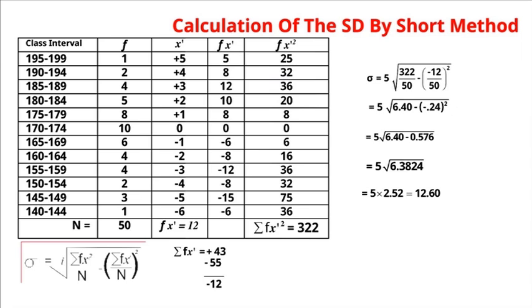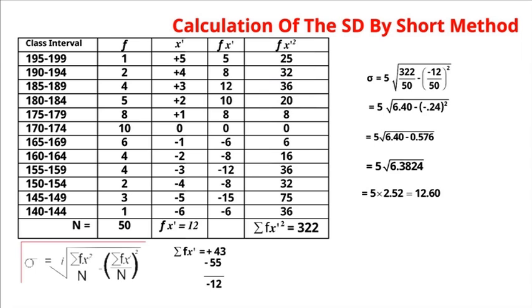Now, put the formula. What is I? I have told you in central tendency, it is the size of the class interval. This 140 to 144 is composed of how many digits? It is 5: 140, 141, 142, 143 and 144. The size of the class interval I is 5, sigma Fx dash square 320 upon n, n is 50, minus sigma Fx dash upon n. What is sigma Fx dash? Minus 12, minus 12 upon 50, whole square.